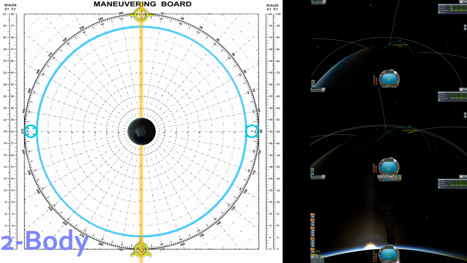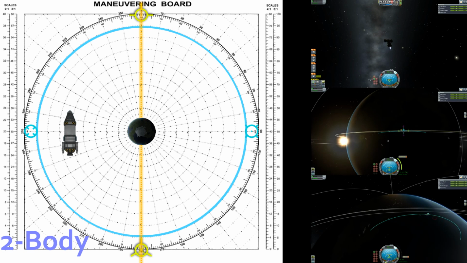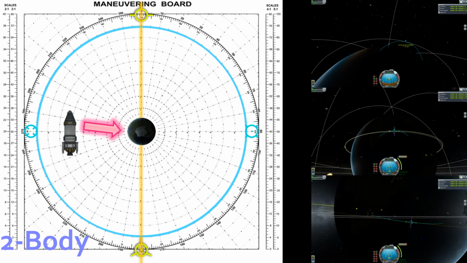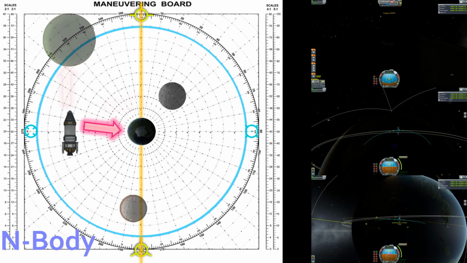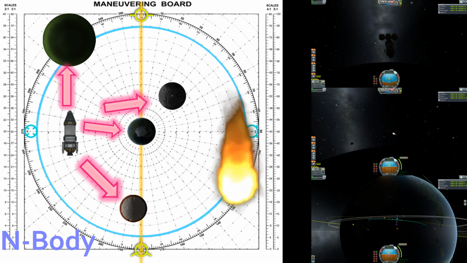KSP uses a two-body problem for determining force of gravity in the game. That is, it only really considers the spacecraft and the one planet, moon, or star around which the spacecraft is currently orbiting. The real universe considers the effects of all the bodies, and thus the n-body problem. And those kinds of calculations would even make my computer melt at the thought of it.